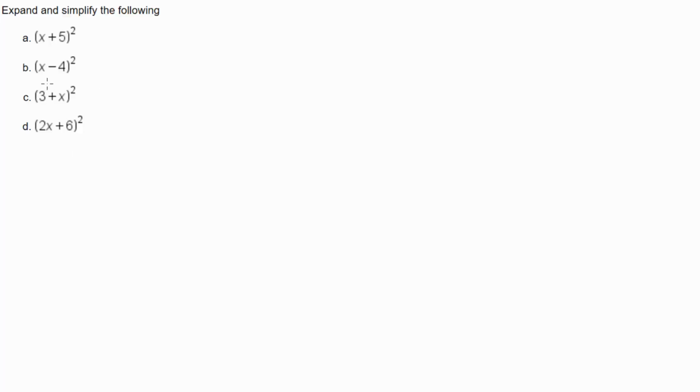In this example, I'm looking at expanding these expressions here. Now, these expressions are all in the form of binomial expansion, so we can use the binomial expansion rule. The binomial expansion rule states that if I have (a + b) all squared, then that's a squared plus 2ab plus b squared. So square the first term, multiply the two terms together and times them by 2, and then square the last term, and add all those together.